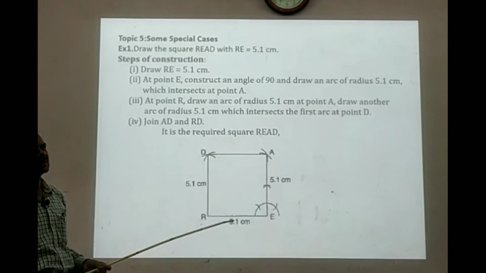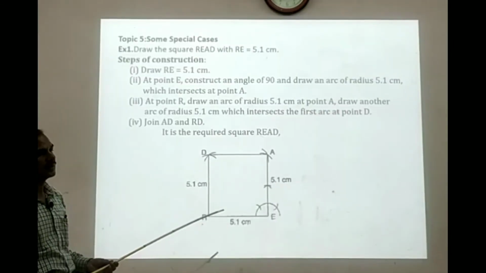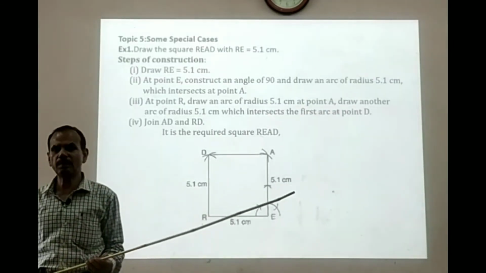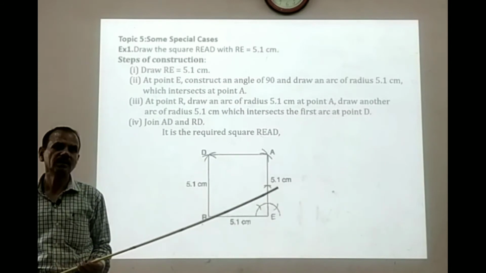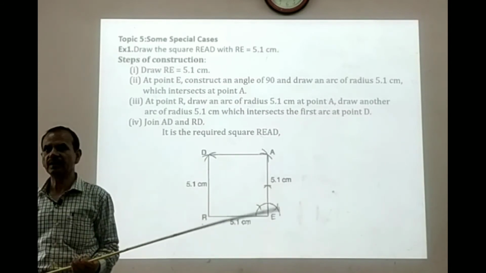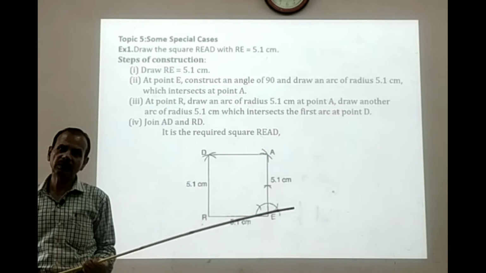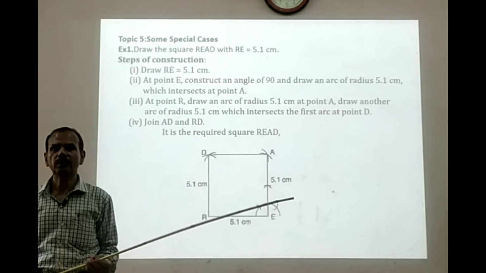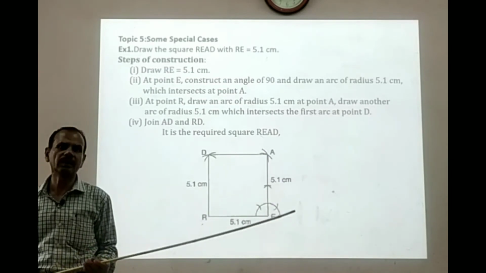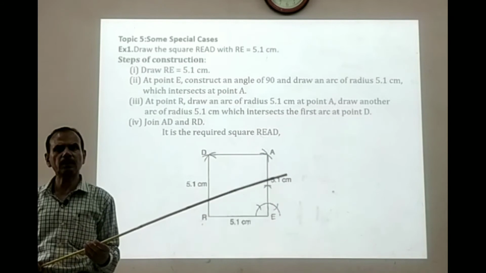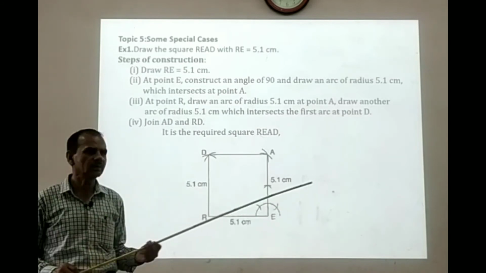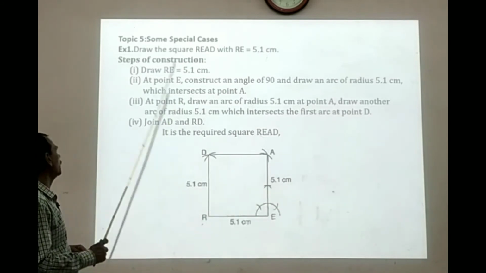Here, only one side is given, but it is a square. What is a square? In a square, each angle is 90 degrees. Adjacent sides are equal. That you have to know. Diagonals are equal, and the diagonals bisect each other perpendicularly. Okay, these are the properties, remember them.